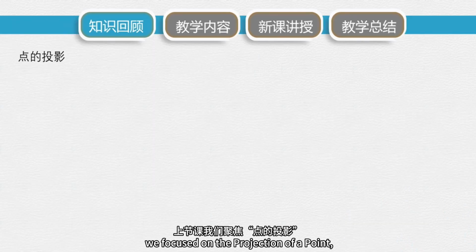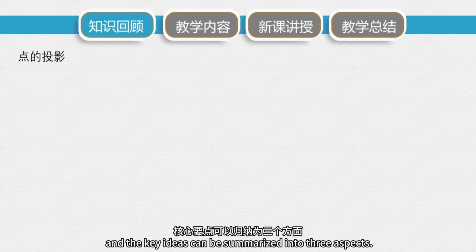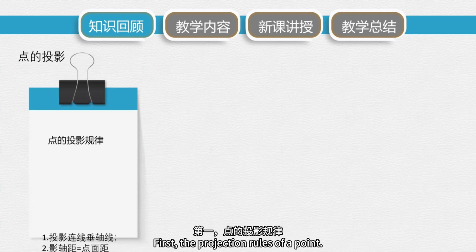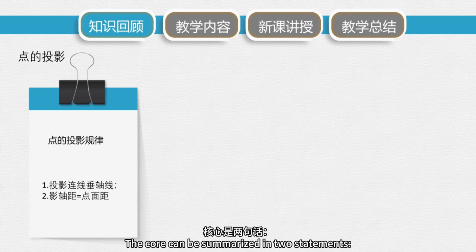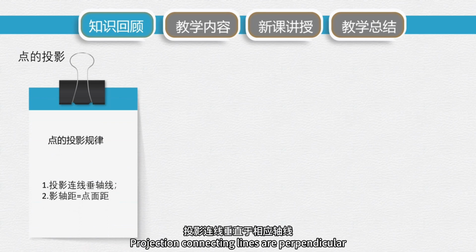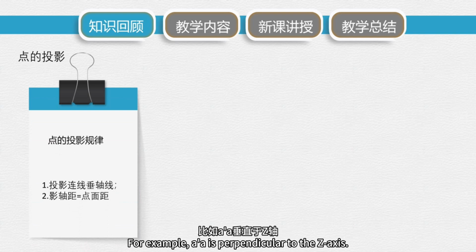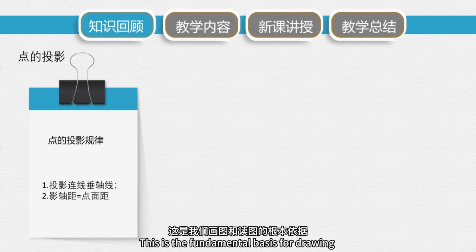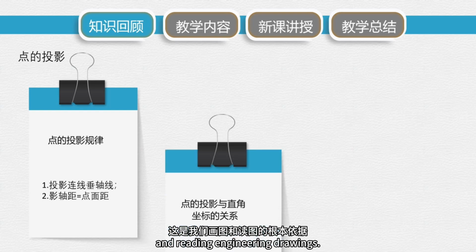In the previous lesson, we focused on the projection of a point, and the key ideas can be summarized into 3 aspects. Let us recall them together. First, the projection rules of a point. The core can be summarized in 2 statements. Projection connecting lines are perpendicular to the corresponding axis. For example, a a' is perpendicular to the x-axis. A' a'' is perpendicular to the z-axis. The distance from the projection to the axis equals the distance from the point to the plane. For instance, the distance from a to the x-axis equals the distance from point A to the V-plane. This is the fundamental basis for drawing and reading engineering drawings.